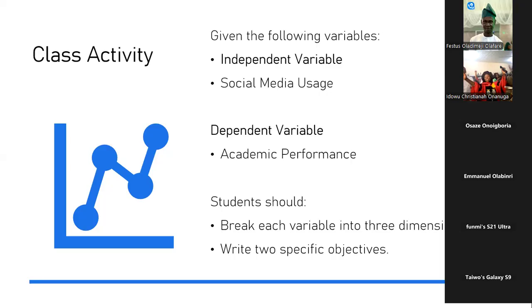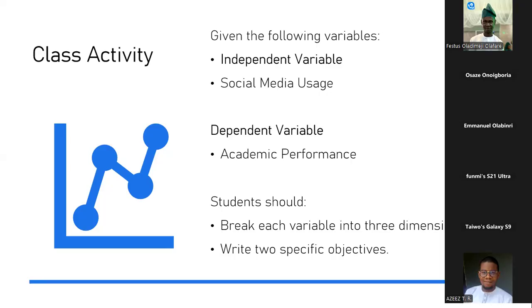Okay, do you now have some of the dimensions that you will use to break down social media usage, which is the independent variable? Well, one can consider, number one, the extent or the duration of usage. Okay, duration. One can also consider the extent, like the frequency. How frequent do they use it? Wait, sorry, ma, don't confuse us. Are you saying duration or frequency? Which one?